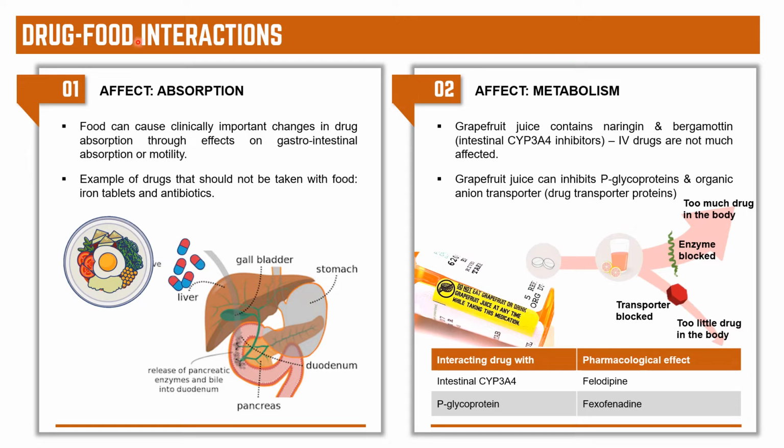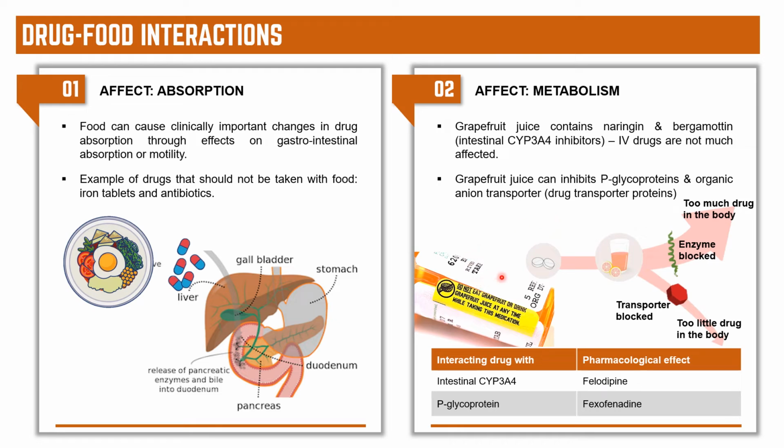Besides that, drug-food interaction can also affect metabolism, especially with grapefruit juice. It is because grapefruit juice contains naringin or bergamottin, which are intestinal cytochrome 3A4 inhibitors. Drugs administered intravenously are not much affected, but drugs given orally can be affected.